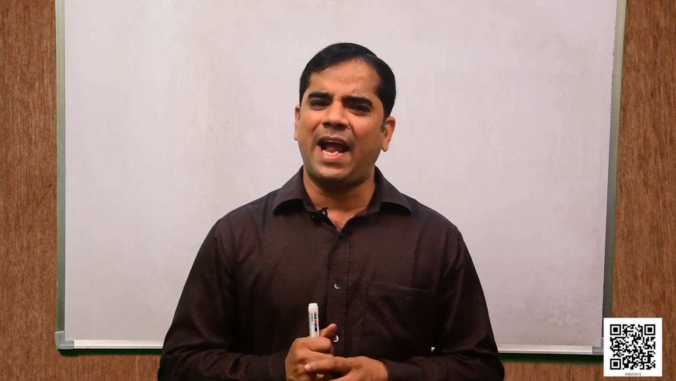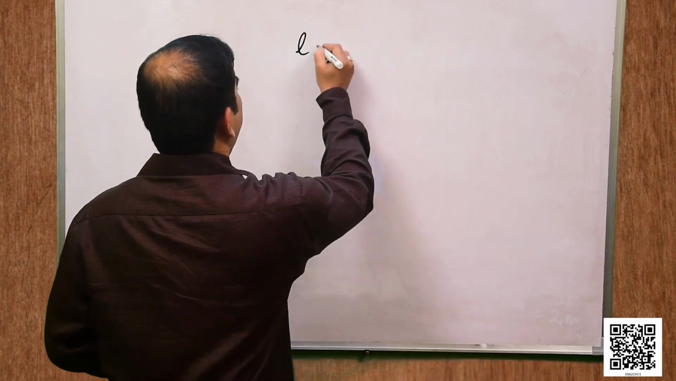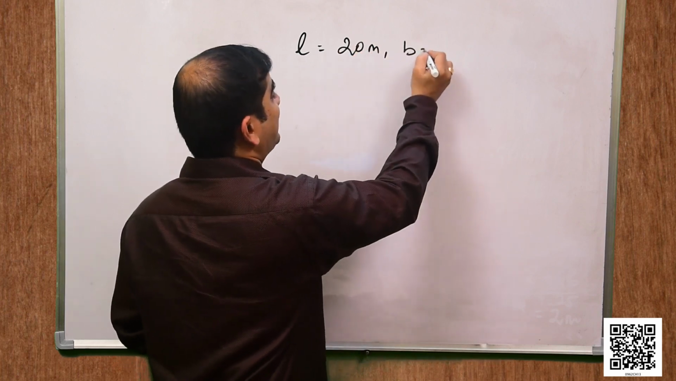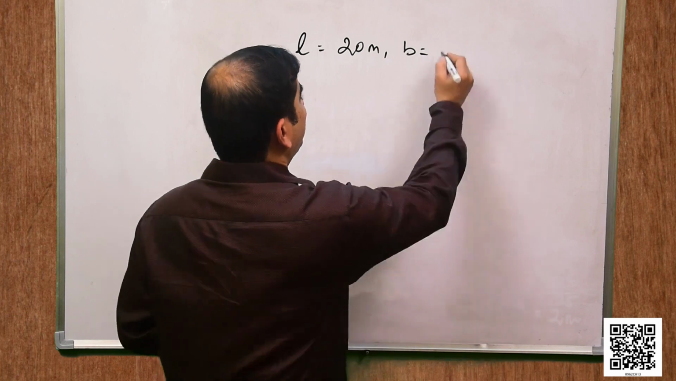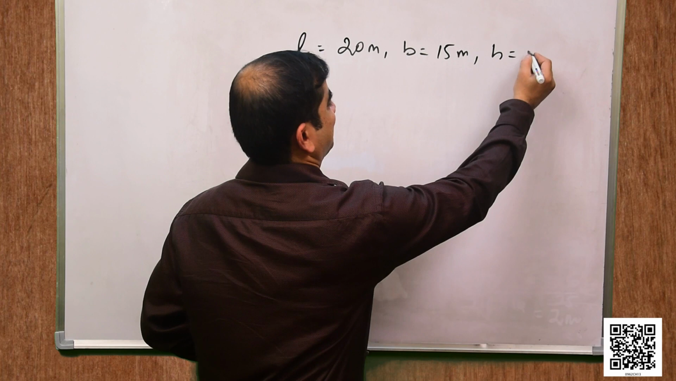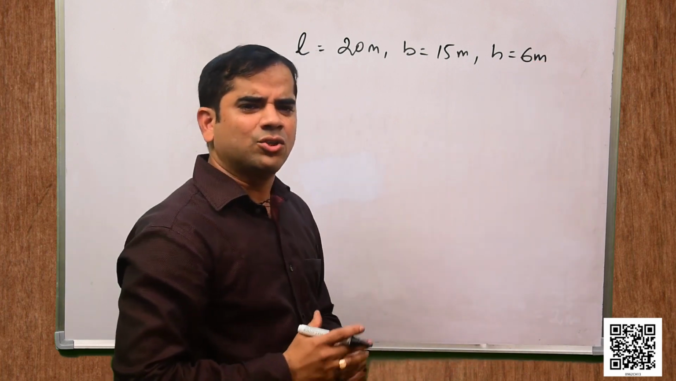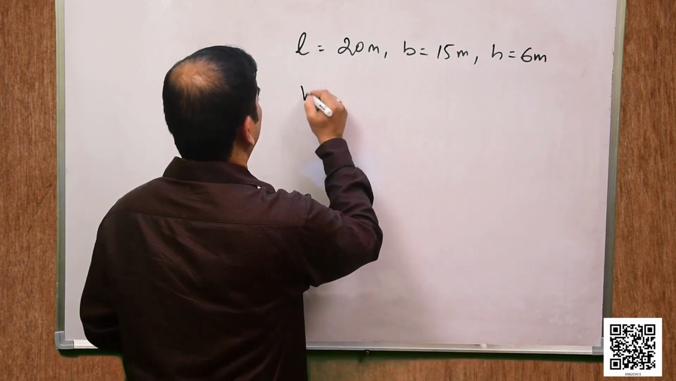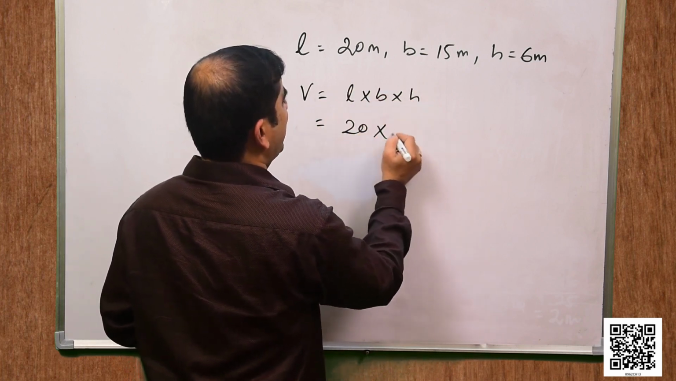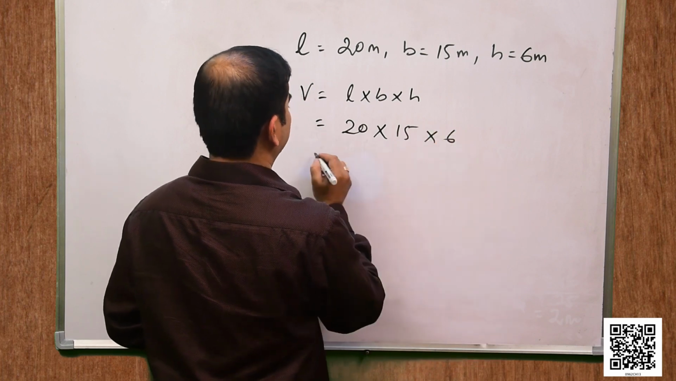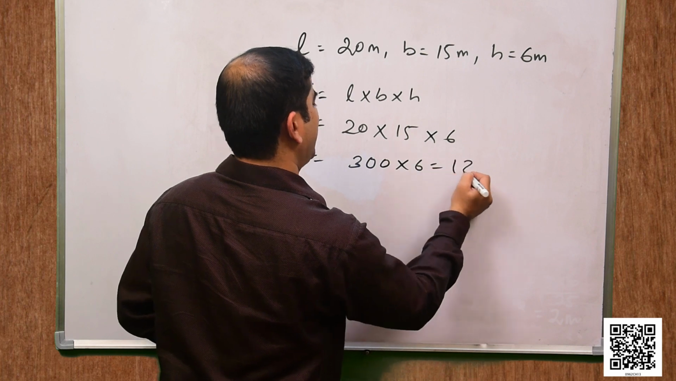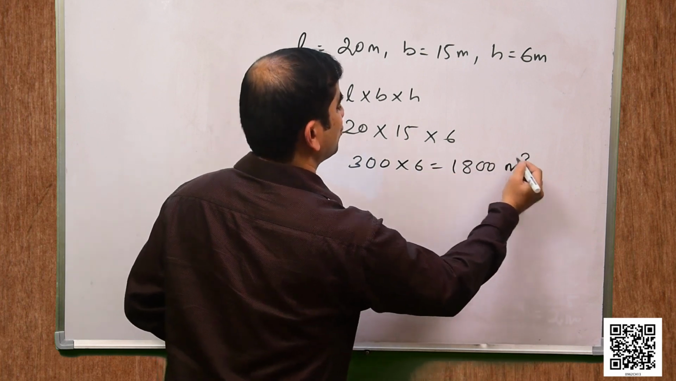What is the dimension of the tank? Length is equal to 20 meter. Breadth is equal to 15 meter. And height is equal to 6 meter. So, let us now find the volume. Volume is equal to length into breadth into height, that is 20 into 15 into 6. 300 into 6, that is 1800 meter cube.